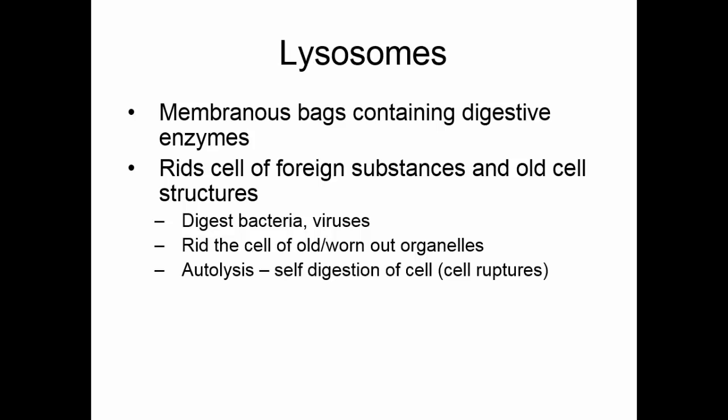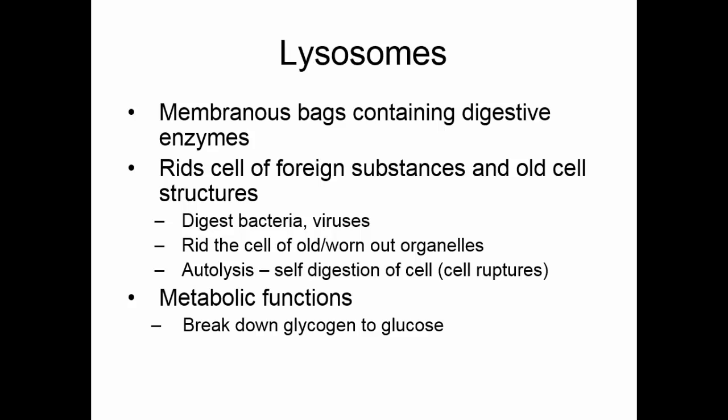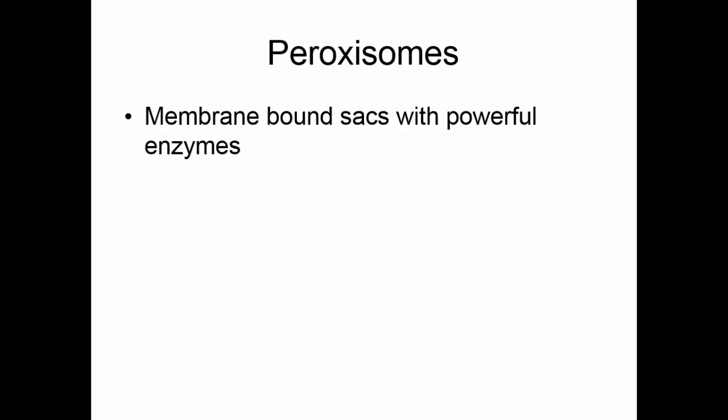If the cell itself becomes sufficiently damaged, the lysosomes will rupture internally and the cell will be digested on its own. For this reason, lysosomes are sometimes called suicide sacs. Lysosomes are involved in breaking down glycogen to glucose and also in breaking down bone to release calcium into the blood. Peroxisomes are a lot like lysosomes.